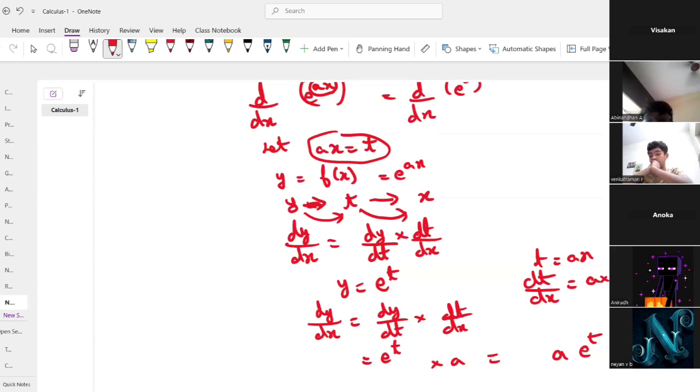Yes, sir. In most of the cases, they will not write all the steps. Even in CBSE, they try to directly write: if they see e power ax differentiation, they'll write a e power ax. That's all. They will not be expanding this, showing all this chain.